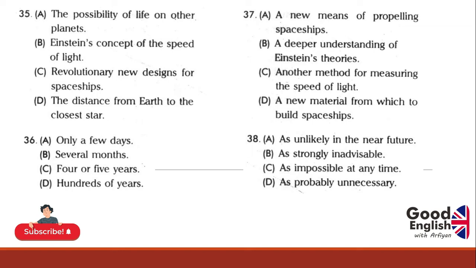Number 35. What had Professor Carmichael been talking about when Ted asked her a question? Number 36. If a ship could travel almost as fast as light, how long would it take to get to the closest star? Number 37. According to Professor Carmichael, what must be developed before ships can travel to the closest stars? Number 38. How does Professor Carmichael characterize travel to other stars?